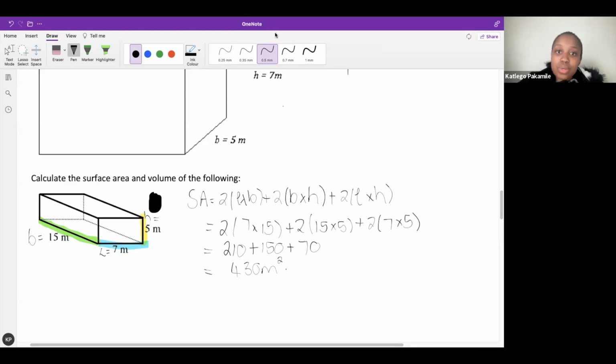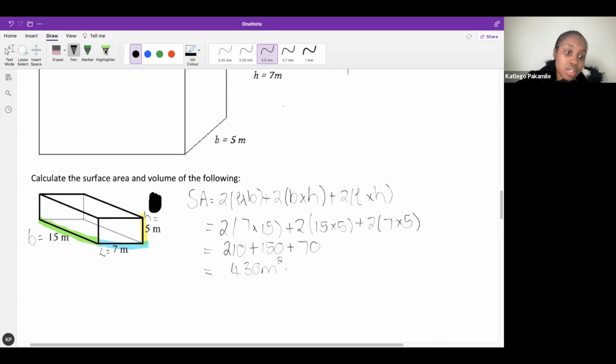Nikita's lost. Yes, Nikita. I got lost at the second part where you times 2. Remember, there are 2 faces that are the same, Nikita.